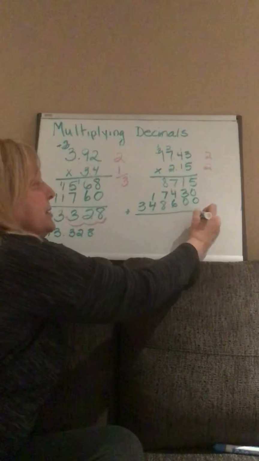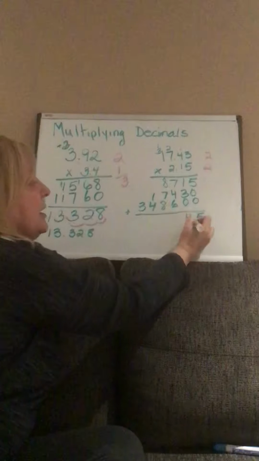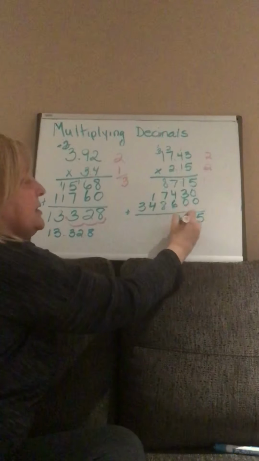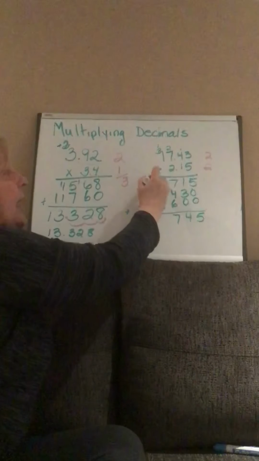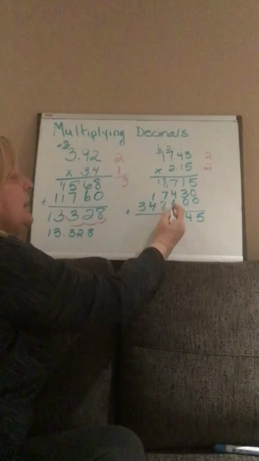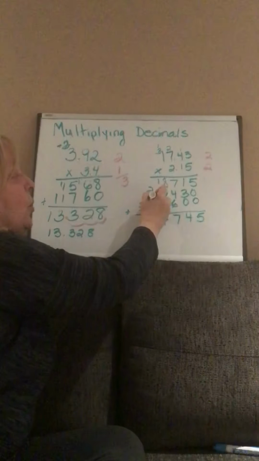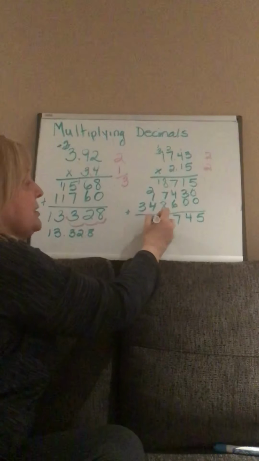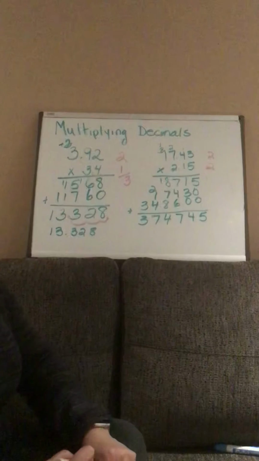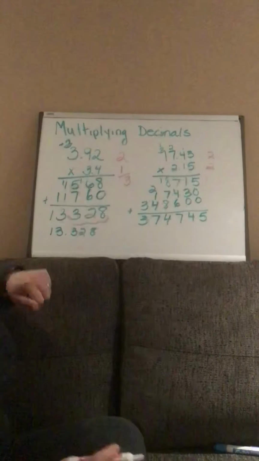So 5 plus 0 is 5. 1 plus 3 is 4. 6 plus 4 is 10, plus 7 is 17. 8 and 7 is 15, plus 1 is 16, plus 8 is 24. Carry the 2. 1 plus 4 is 5, plus 2 is 7, and 3 plus nothing is 3. So we've again finished our multiplication.